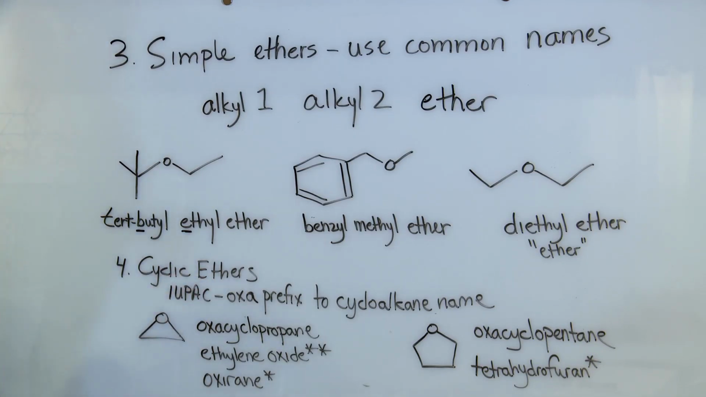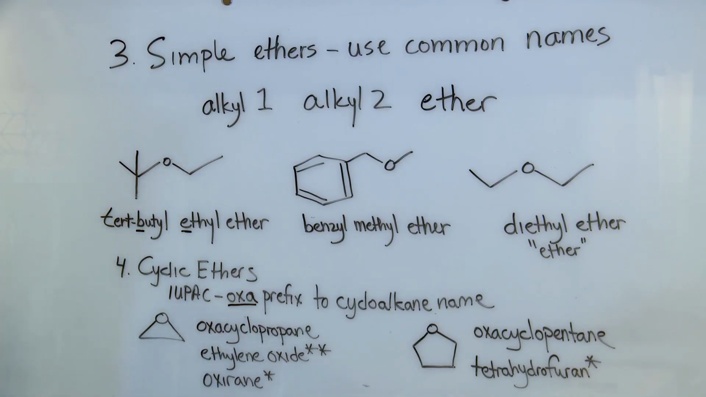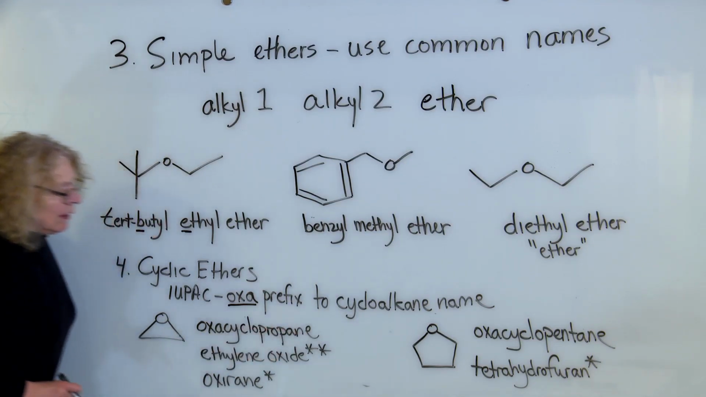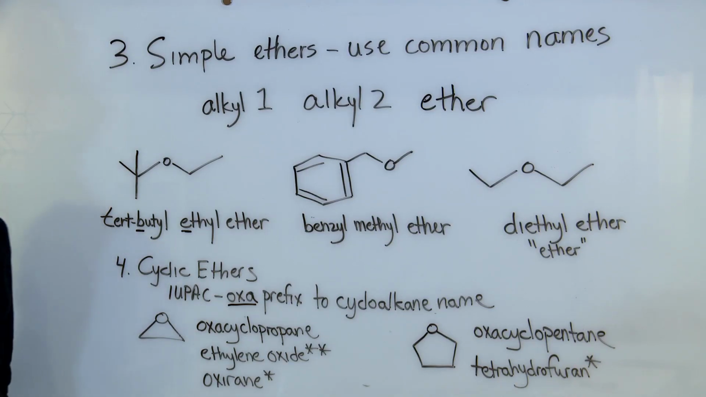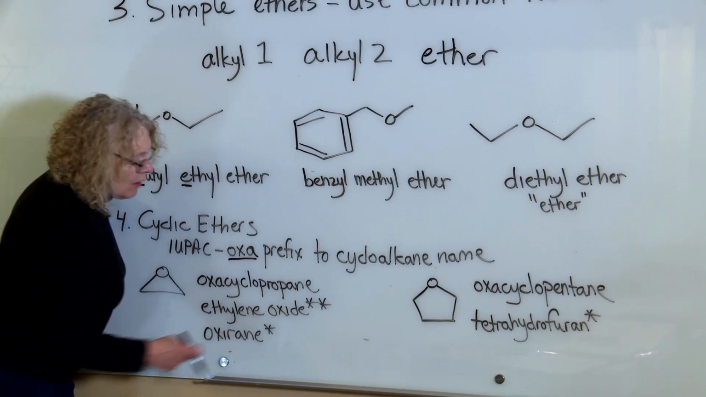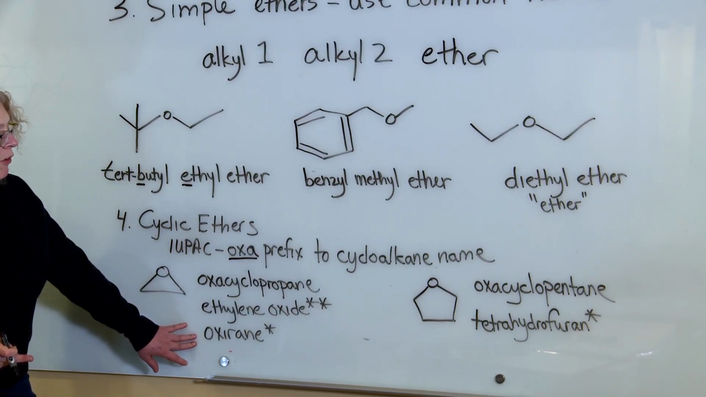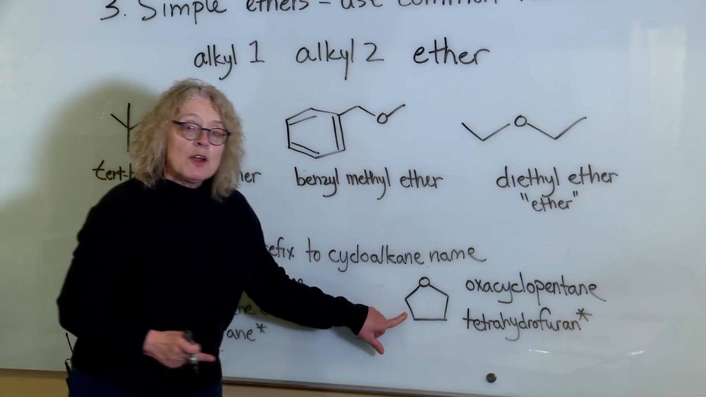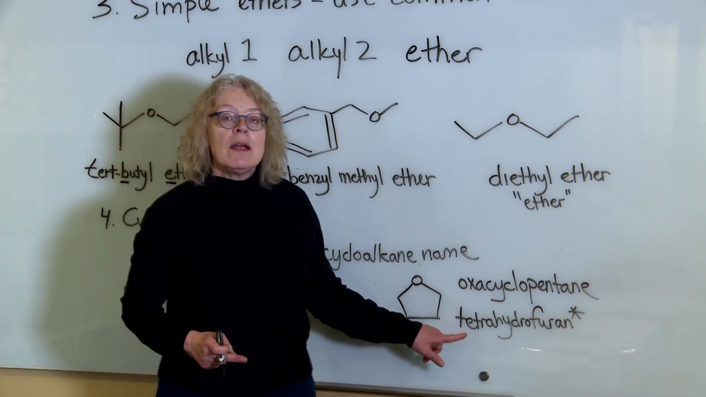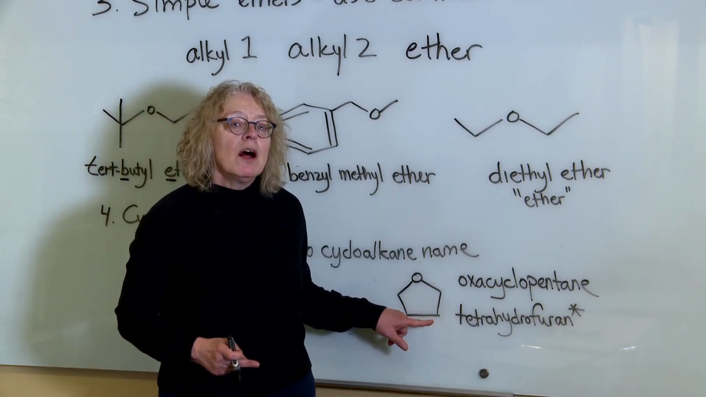Cyclic ethers are named in IUPAC by putting the prefix oxa in front of the corresponding cycloalkane with the same number of atoms. So for instance, this is an oxacyclopropane in IUPAC nomenclature. However, we know it almost exclusively, and we will use it later in the book, as ethylene oxide. So this is usually referred to as ethylene oxide. Sometimes, another common name, it's called oxirane. A final very important cyclic ether is oxacyclopentane, but it is known as tetrahydrofuran. It's a very common solvent, so you'll be seeing this molecule a lot.